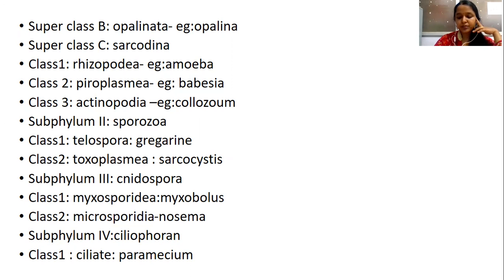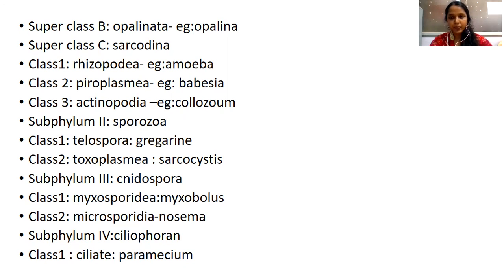In the Ciliophora, the individuals which have cilia as their locomotive structures, ciliary organelles, can be grouped under the Ciliophorans. The class one is the Ciliata. Example for the Ciliata is Paramecium. The ciliates have cilia as a locomotive structure, covering most parts of their body, which is helpful for locomotion. Usually, these individuals have two nuclei.